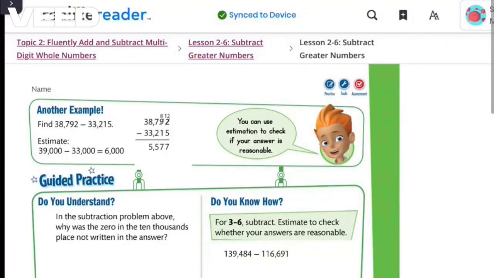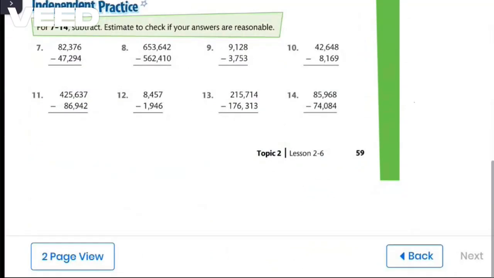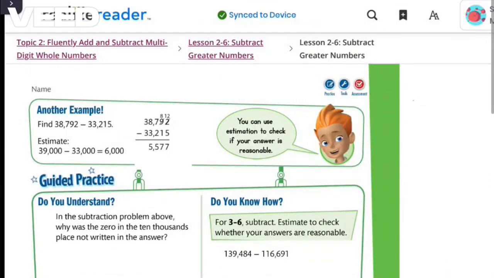Good day, fourth graders. Please turn to page 59 in your math book. I will give everybody a little bit of time to open their math book and turn to page 59. Please take out your math book, class, and turn to page 59.